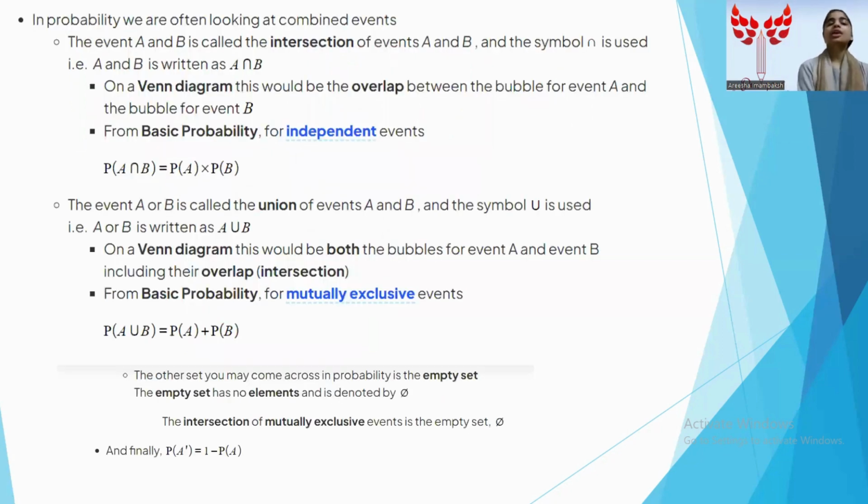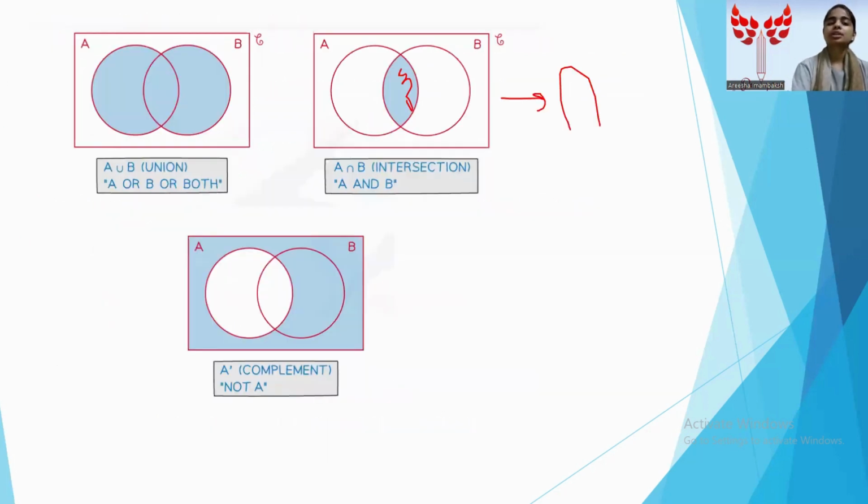Now, then there is union. Union has the symbol U, you're uniting everything, you're unifying. And this would include both the bubble for event A and the bubble for event B. This is for mutually exclusive events, right? They overlap, they include the intersection as well as the individual ones, right? So probability of A union B will be probability of A plus probability of B. You can see over here, this first figure is for the union.